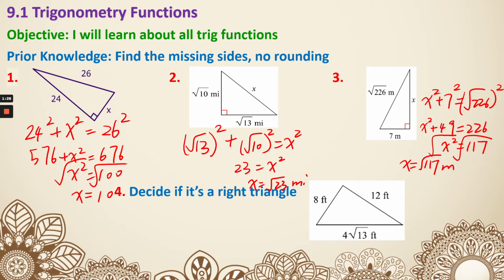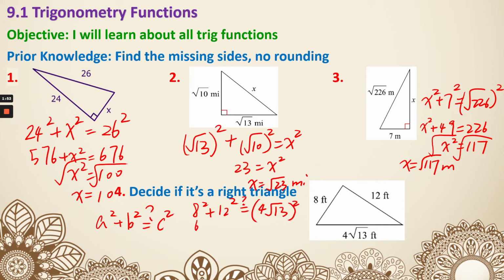Number 4. If you forgot how to check if something is a right triangle or not, we're still going to use the Pythagorean theorem. It's just we don't know if they're actually equal to each other. So we're trying to see if a squared plus b squared equals c squared or not. And our c is always the longest side. So in this case, a and b are 8 squared and 12 squared. We're trying to see if it equals 13 squared.